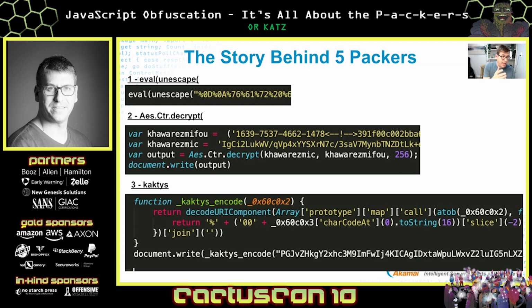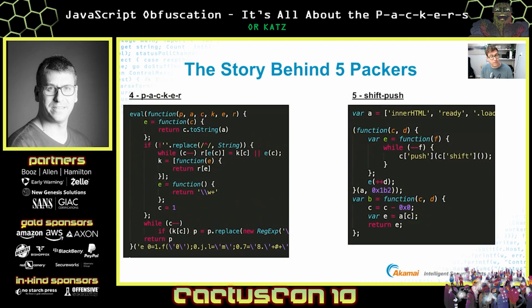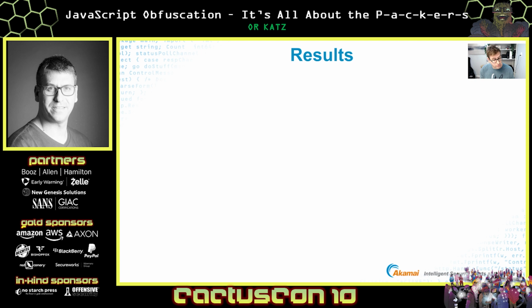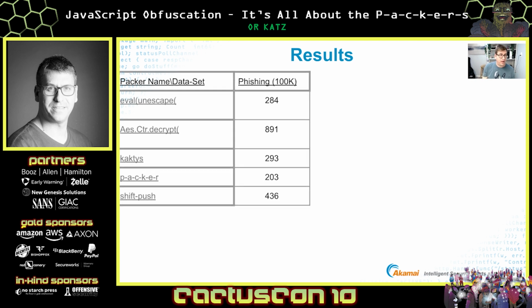So you see the Cactus on the third one, and you can see the fourth and the fifth one, the packer and the shift push one, right? The fifth one is the one that we saw before. The fourth one, as you can see, I call it packer, and we will talk about the reason why I call it packer, and we'll see some examples of that later on, right? So I have five different packers that I was able to create structure-based signatures for, and I said, hey, it's time to evaluate that. So let's see how I evaluated it, right?